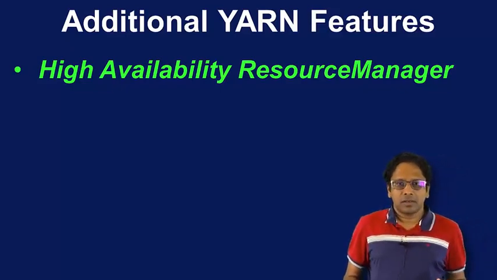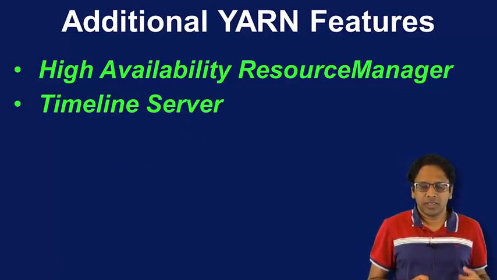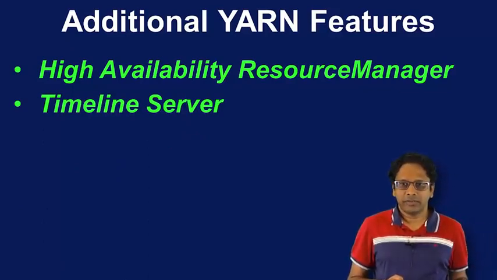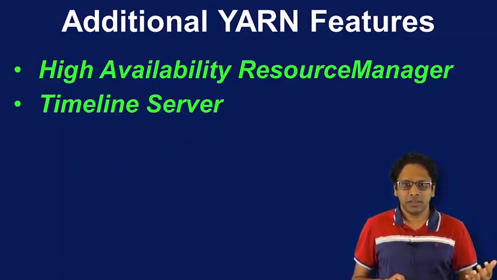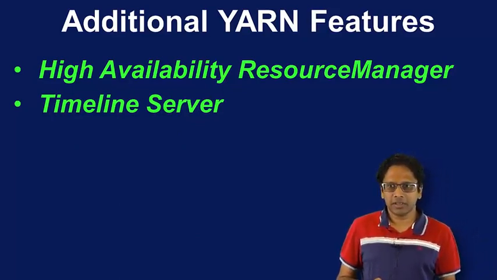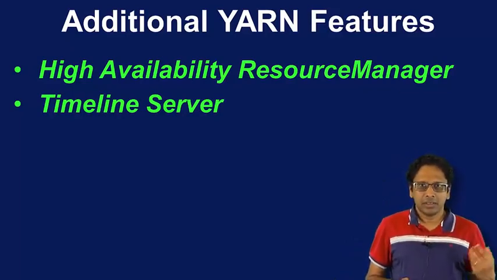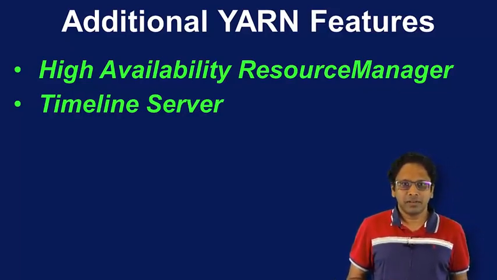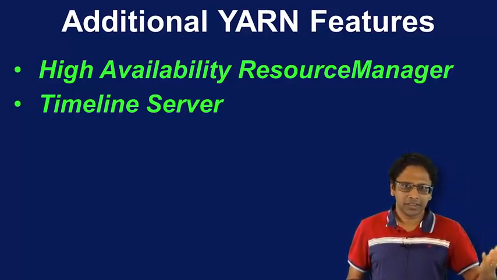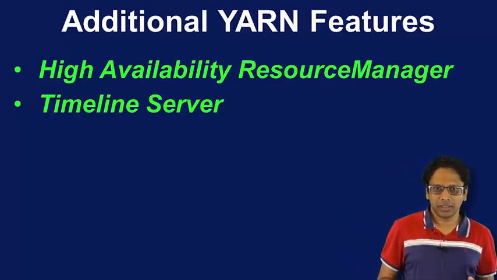There's also a timeline server, which allows for storage and retrieval of application historic information and current information. This can be specific to the application, or also generic info about completed applications. This is good if you're trying to see how a job ran, how many map tasks there were, how many reduce tasks there were, what resources were used, things like that.